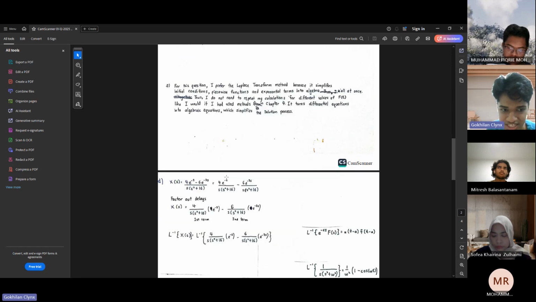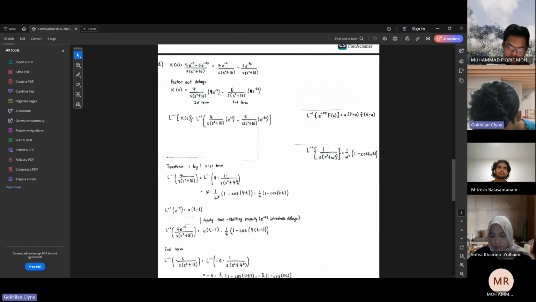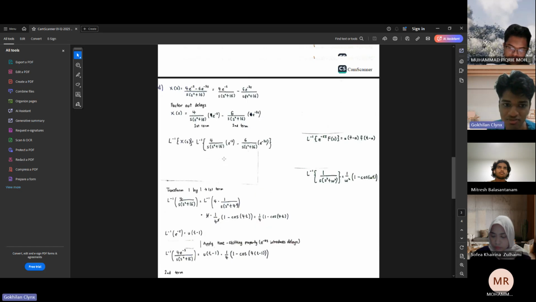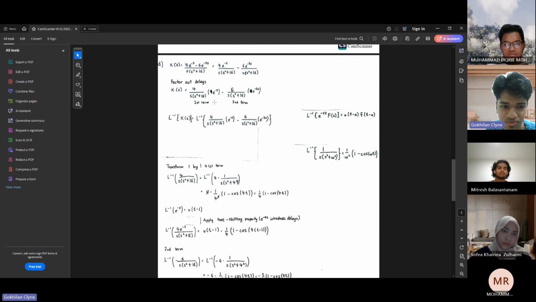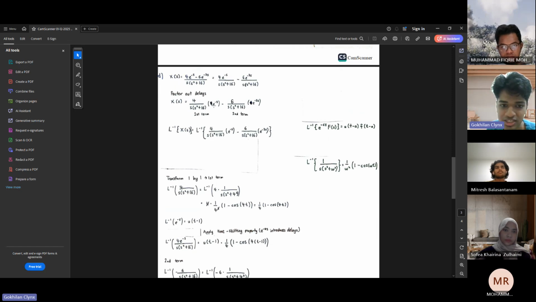Now for question D, we have to convert from the Laplace, the frequency domain, into the time domain. So we have to do the inverse Laplace transform. Likewise, there are two terms here that we have to invert. So first we factor out the delay. The delay is the e to the exponent of negative 1s. That is the delay, so we factor out the delay.